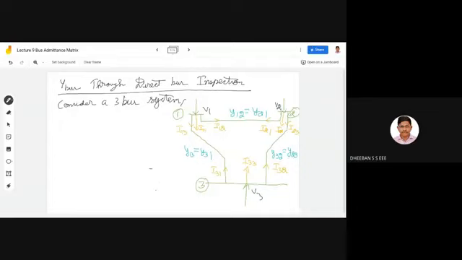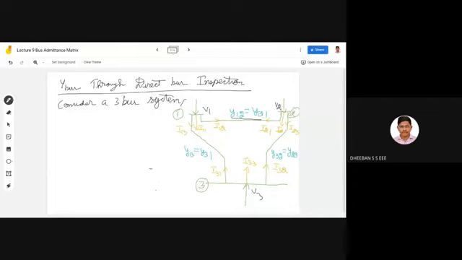And another thing you can see is that here the admittance value y12 will be equal to y21. Why? Because your admittance matrix is basically a symmetrical matrix, so based upon that it is symmetrical.